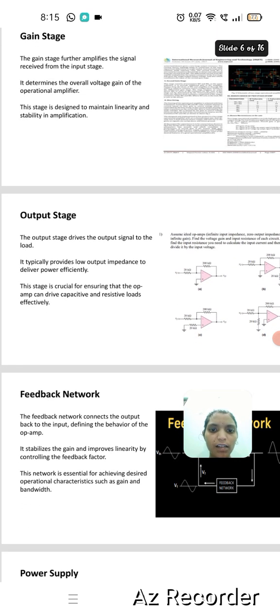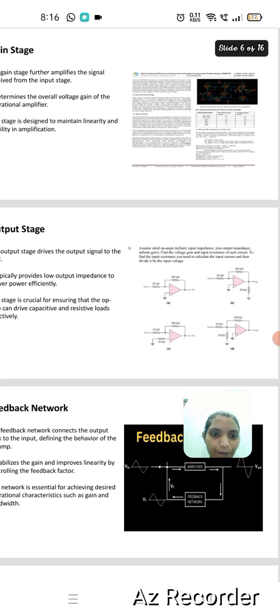Output stage. The output stage drives the output signals to the load. It typically provides low output impedance to deliver power efficiently. This stage is crucial for ensuring that the op-amp can drive capacitive and resistive loads effectively.